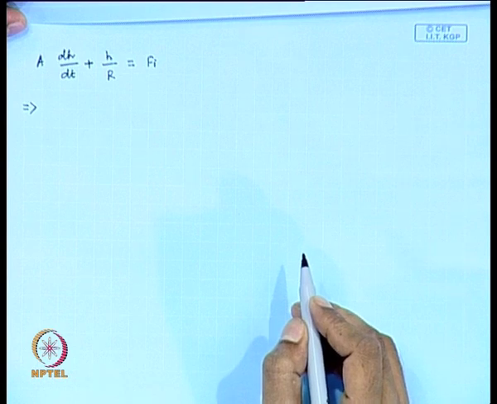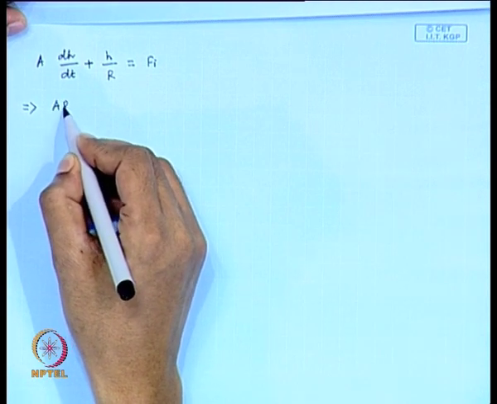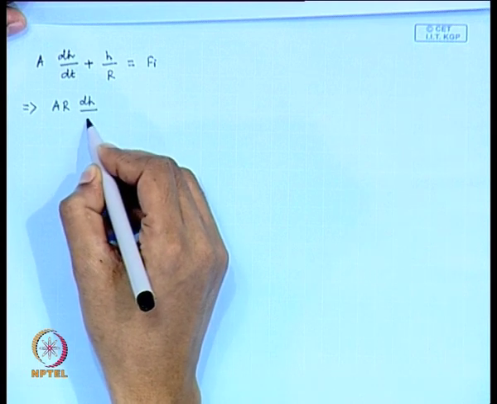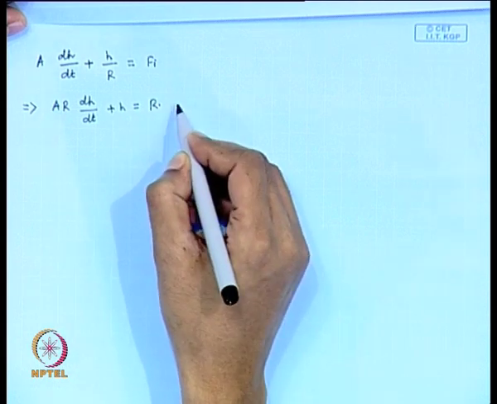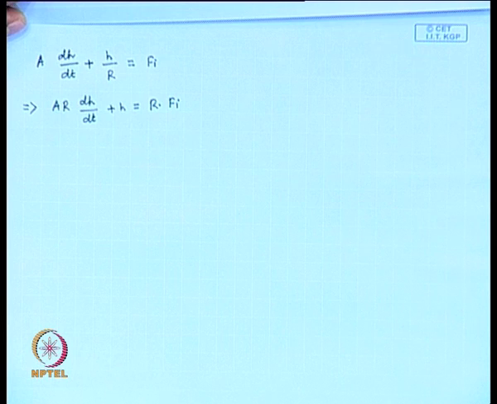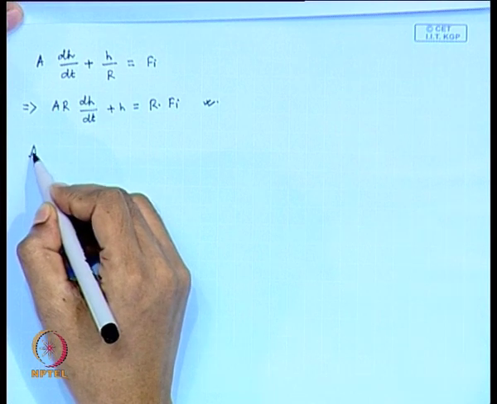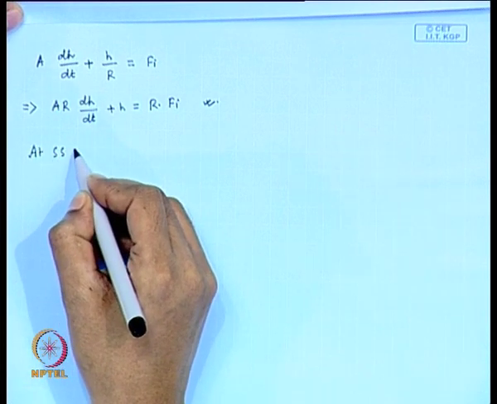Multiplying both sides by R, we get A R dH/dt plus H equal to R Fi. Multiplying both sides by R, we get this equation. Now, we need to represent this equation in terms of deviation variable. For that we need to consider the equation at steady state. What will be the form of this model at steady state?